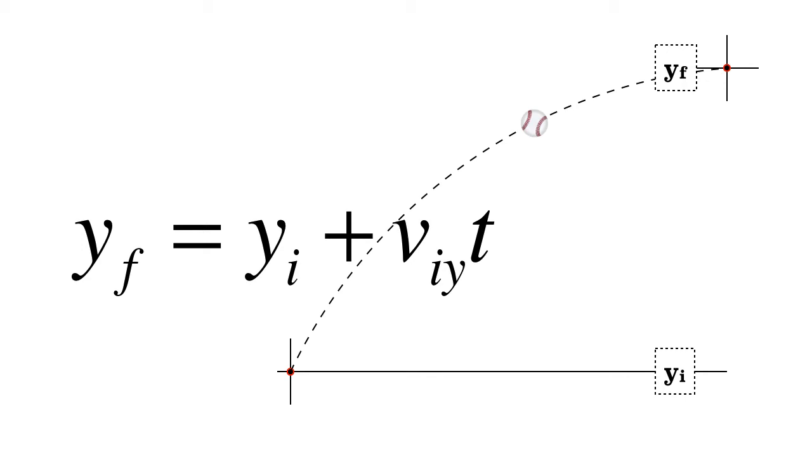v subscript iy stands for the y component of the initial velocity. So down here, it's heading upwards, so it's got a little bit of meters per second down there, and that's what this quantity is. Now, if there were no gravity, it would just keep going at that rate, and you'd be done. But you do have gravity, so you have to have a distance triangle, and there it is.